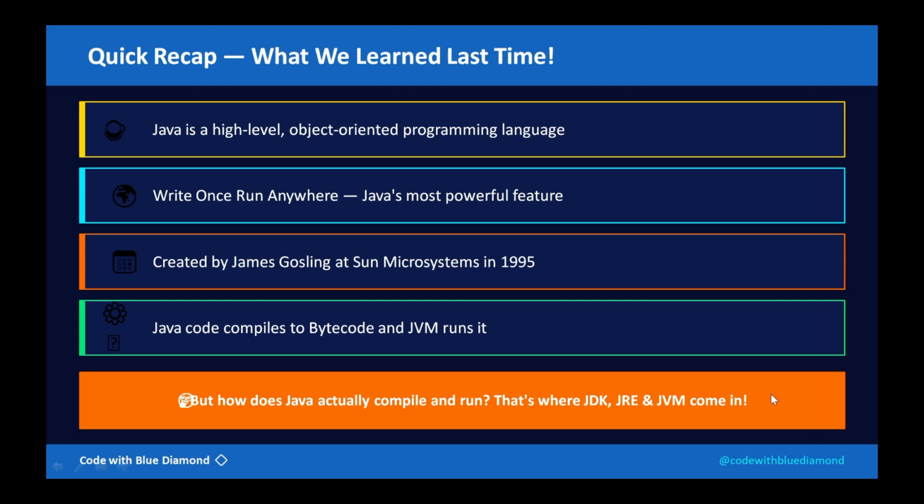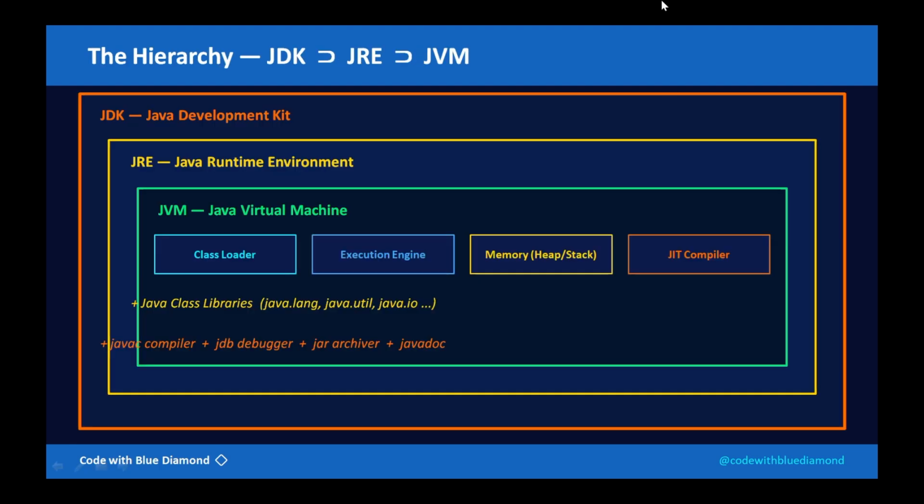Before understanding each one separately, let us first understand the relationship between them, meaning the hierarchy of them. We can say that the JDK is the biggest and it contains everything. Inside JDK there is JRE, and inside JRE there is JVM. Think of this like three boxes: a big box, a medium box, and a small box, all fitting inside each other. JDK contains JRE plus development tools. JRE contains JVM plus Java class libraries, and JVM is the core engine that runs everything. Now let us understand each one in detail.